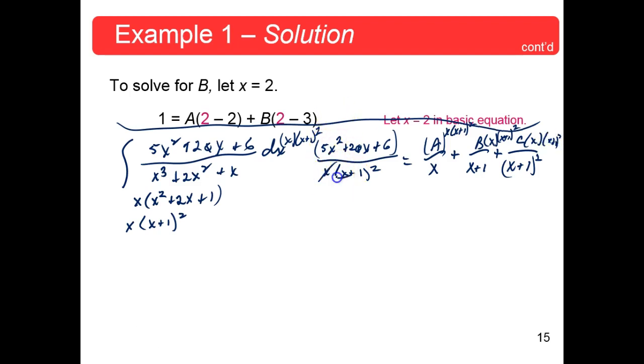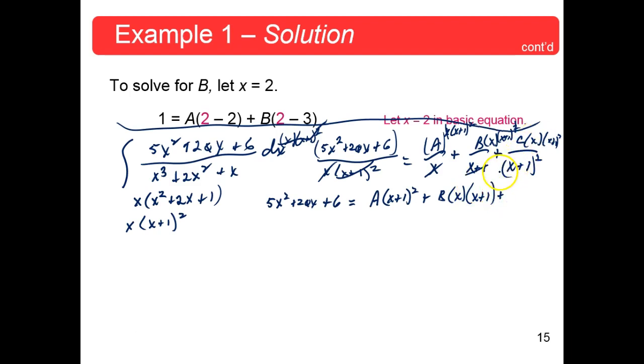Okay? And guess what? With sound effects, everything goes out there, and you're left with, oh, string it out here a little bit, 5x squared plus 20x plus 6 is equal to, over here the x's go out, and you're left with a, okay, let's leave it like this for now, times x plus 1 squared plus b times, oh, and here, one of these goes away, and you're left with b times x plus 1, right? How about the third one?